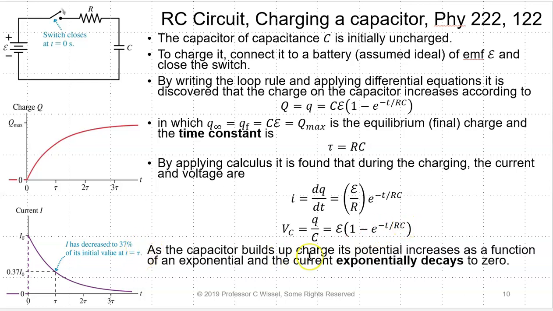As the capacitor builds up charge, its potential increases as a function of an exponential, and the current exponentially decays to zero. So here's how it charges up, here's how it decays. And notice this is a decaying exponential. This is sort of like the inverse of a decaying exponential. It's a decaying exponential flipped.